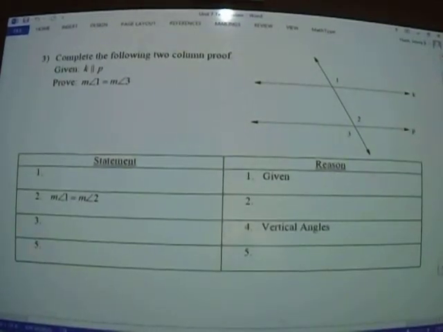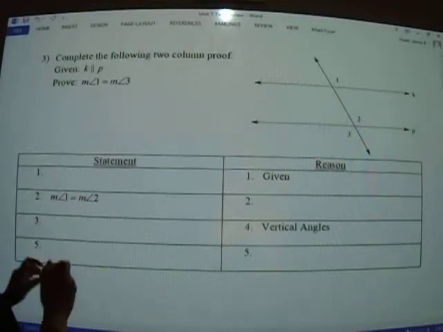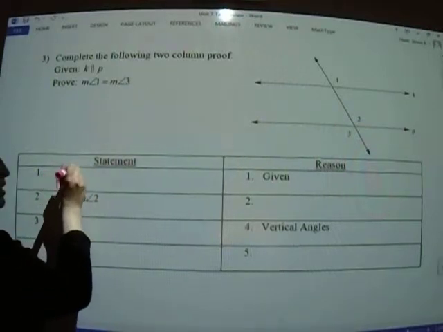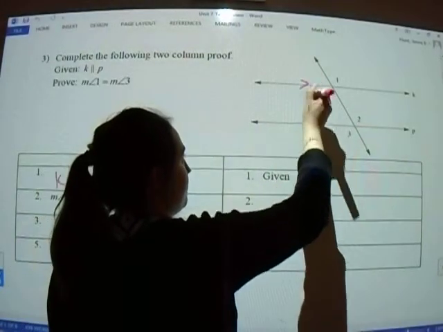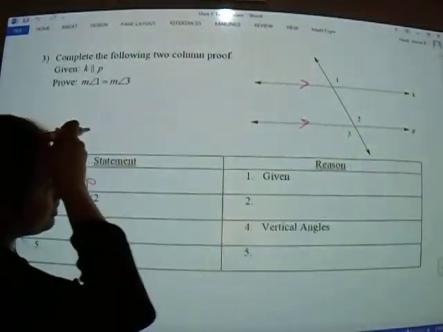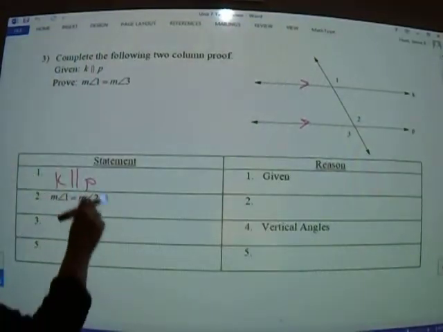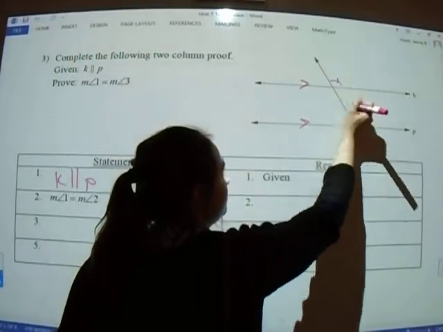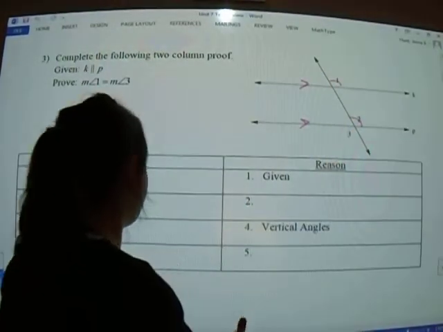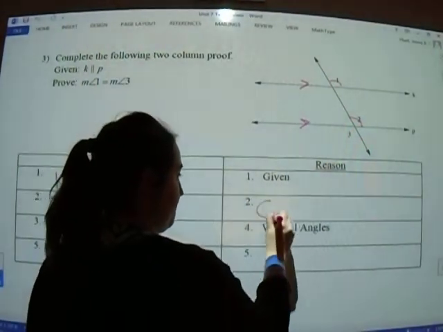Number 3, complete the following 2-column proof given that K is parallel to P and prove that the measure of angle 1 equals the measure of angle 3. So, we have our given, K is parallel to P, right? We draw that it's parallel. Next, we're told that the measure of angle 1 equals the measure of angle 2. We know this because they're corresponding angles, right?